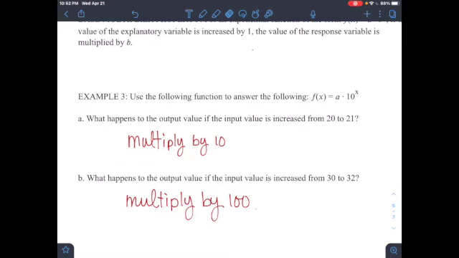So what happened to the output value if the input value increased from 30 to 32? Well, that means multiply by 100 because 10 times 10 is 100. So that concludes the notes.